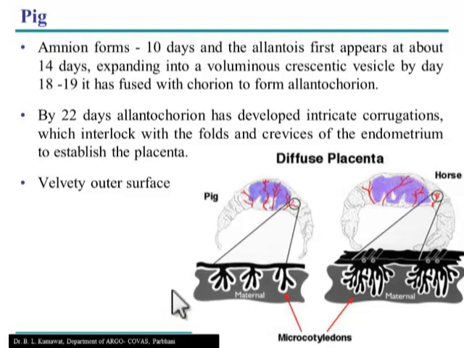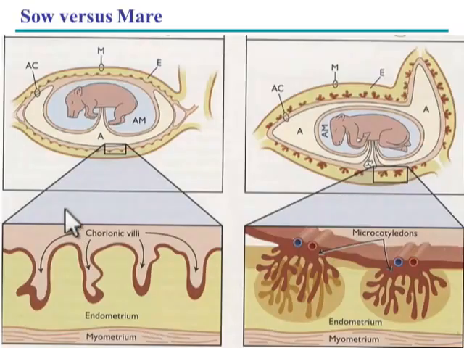And the outer surface of this type of placenta gives a velvety appearance, but there is a little bit of difference between the placenta of equines and swine. Here in equine, as we have discussed already, the microcotyledonary placenta is present, whereas in case of swine, the branching is very less prominent. So in this slide, you can compare the placenta of pigs versus mare.